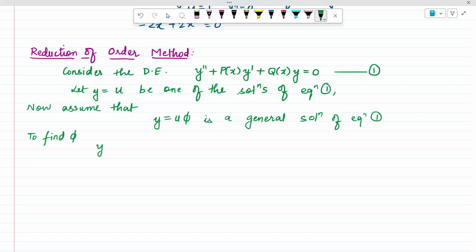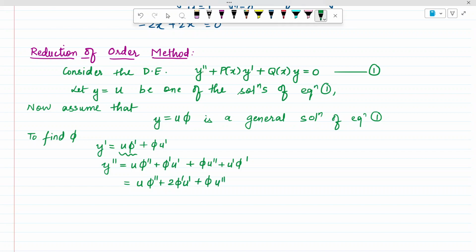So let's start with y dash. Let's apply the uv rule: u derivative of v, v derivative of u. Let's apply the derivative again. So u derivative of v, v derivative of u, that is the derivative of the first term. The derivative of the second term: phi u double dash, u dash into phi dash. Let's simplify a bit: u phi double dash, 2 times phi dash u dash, and phi u double dash.